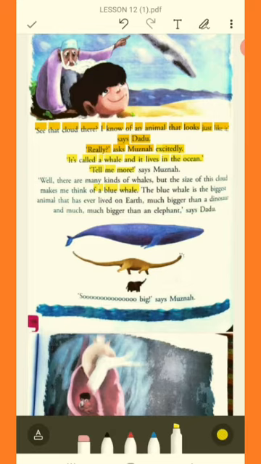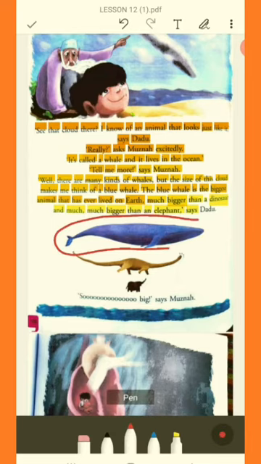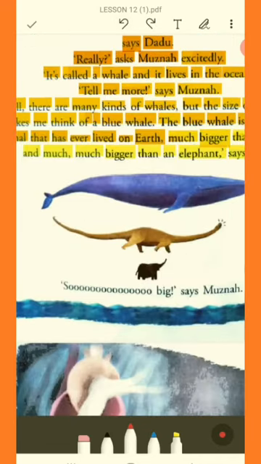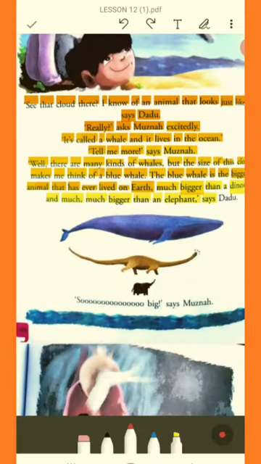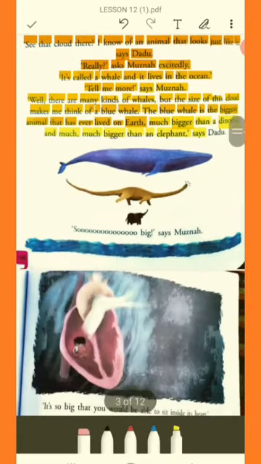So what does Dadu say? Let's see. The blue whale is the biggest animal that has ever lived on earth. Remember this, okay? Children, here is one interesting piece of GK. The blue whale is the biggest animal on the entire earth. It's much, much bigger than a dinosaur. Clear? Blue whales are even bigger than dinosaurs. Dinosaurs are those scary animals, right? And much, much bigger than an elephant, says Dadu. So blue whales are really huge animals, you see? Much bigger than a dinosaur or elephant. Forget about human beings. Okay. So big, says Muzna. He's excited now. Clear?